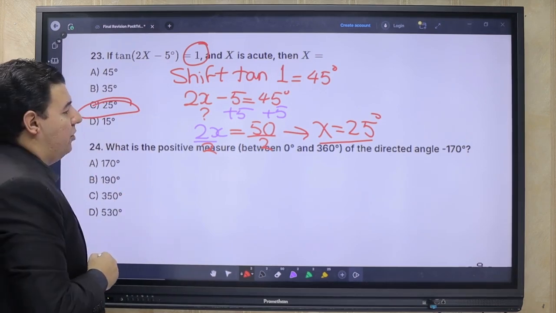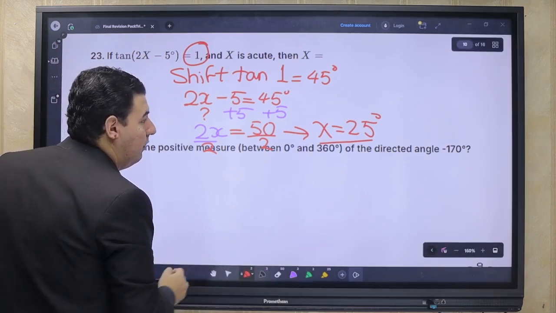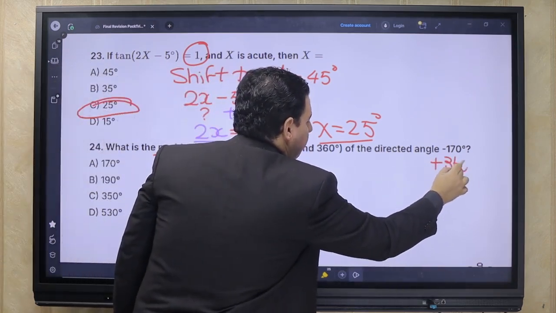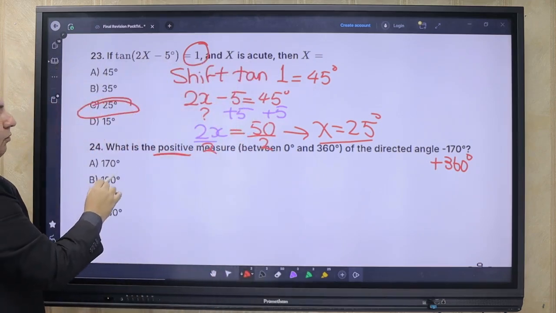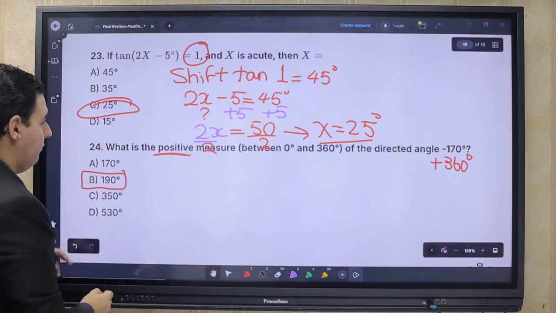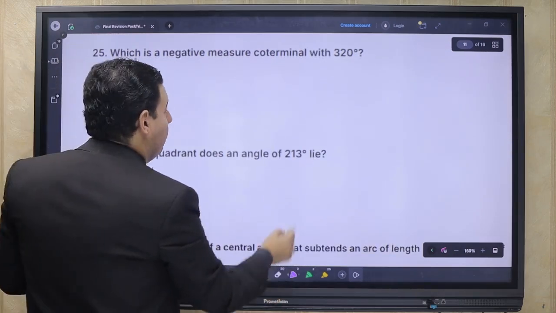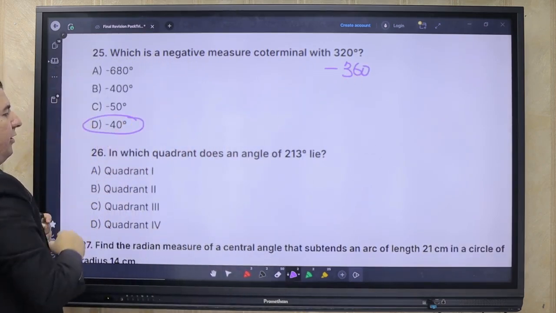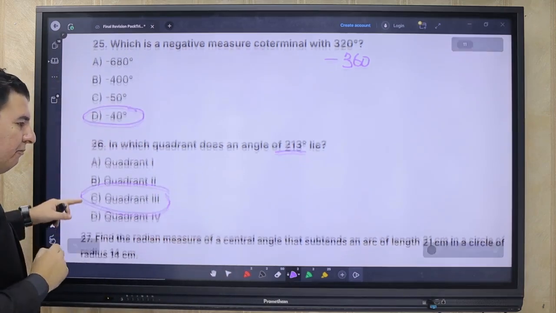What is the positive measure between 0 and 360 of the directed angle? The positive measure will be plus 360 degrees. Negative 170 plus 360 will be 190 degrees. Okay. What is the negative measure? The negative measure: 320 minus 360 degrees will be negative 40, since it asks for the negative measure. In which quadrant is 213? In the third quadrant, we said that.